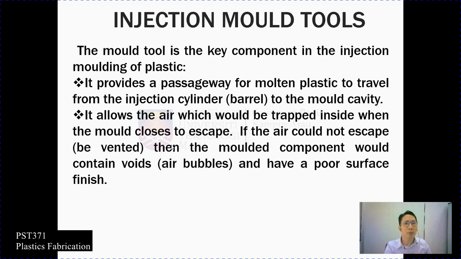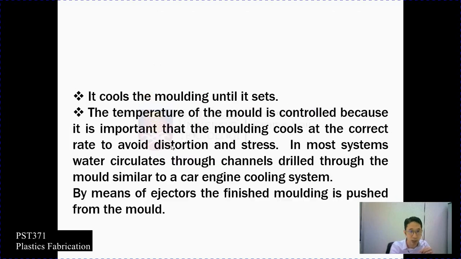Injection mold tool. The mold tool is the key component in the injection molding of plastic. It provides a passageway for molten plastic to travel from the injection cylinder, which is the barrel, to the mold cavity. It allows the air which would be trapped inside the mold to escape. If the air cannot escape or be vented, then the molded part would contain voids or air bubbles and have a poor surface finish.